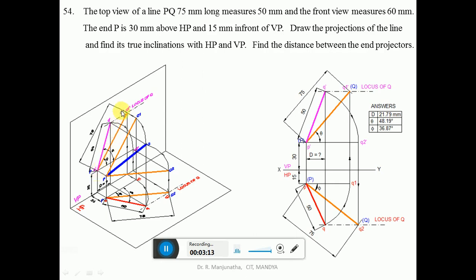The length of this is going to be 75 mm because this line is also 75. Naturally, when it is projected, you are going to get this line also, 75 mm. So you are going to get the locus of Q in the front view. You get the locus of Q here. So we got the Q1 here, which is the true length.